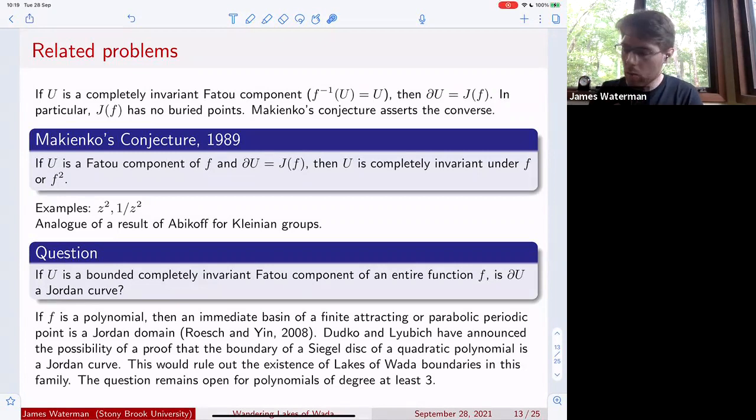So together with these two, if this proof does hold, then this would rule out the existence of lakes of Wada boundaries in this family, so for quadratic polynomials. However, this question remains open for polynomials of degree at least 3.